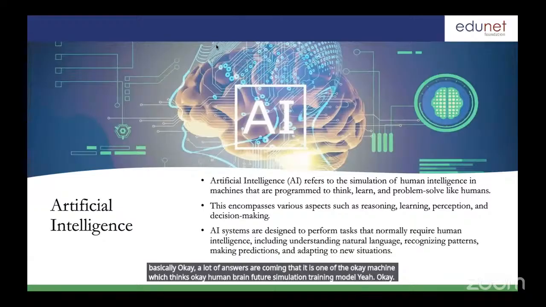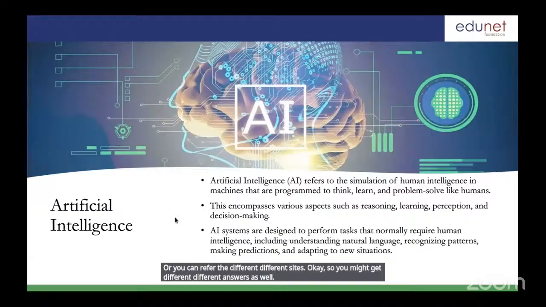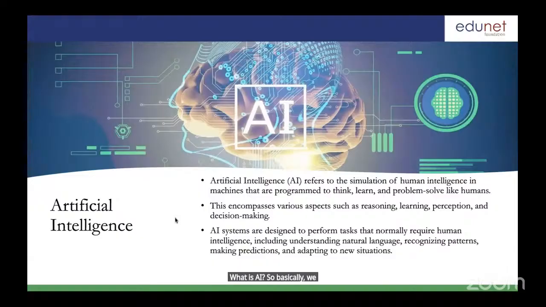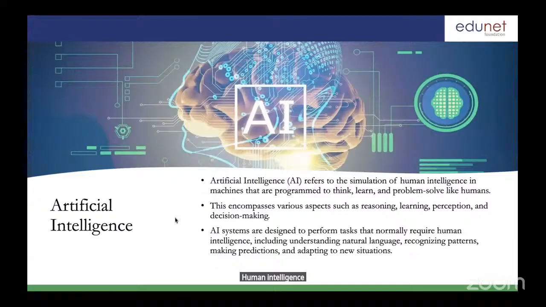Okay, so you might get different answers as well, right? In general, what you can assume is that artificial intelligence is a technology. We have to be aware of what exactly that is. Instead of going too technical, we just have to understand the terms artificial and intelligence. Basically, artificial intelligence is a technology that enables computers or machines to simulate human intelligence. That's what AI is.